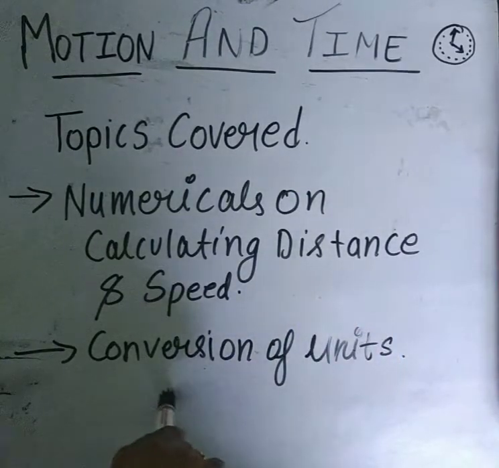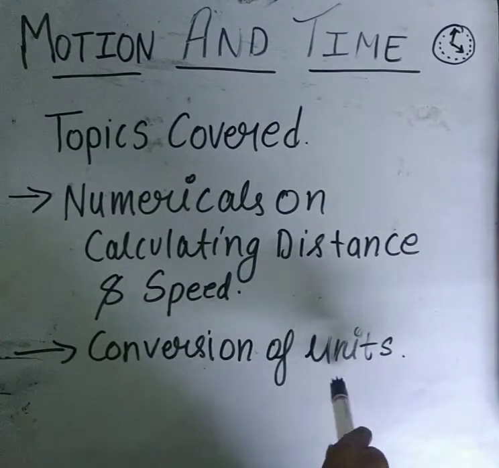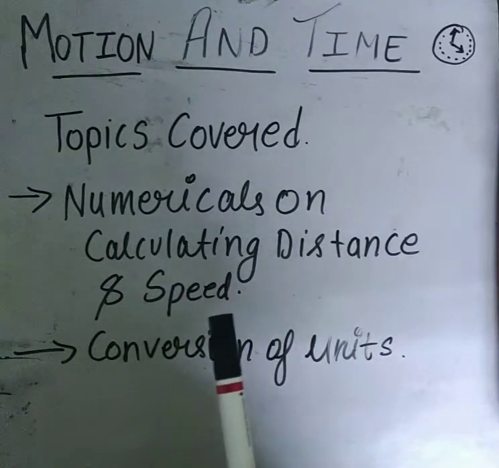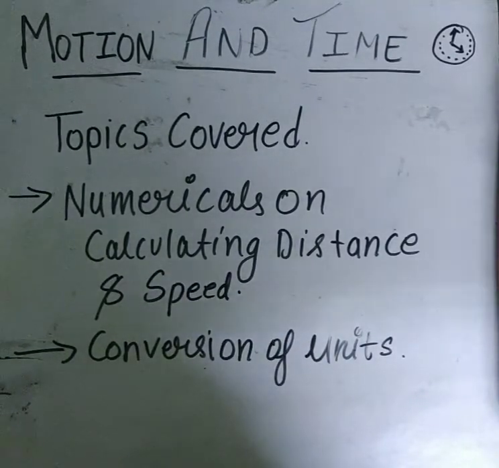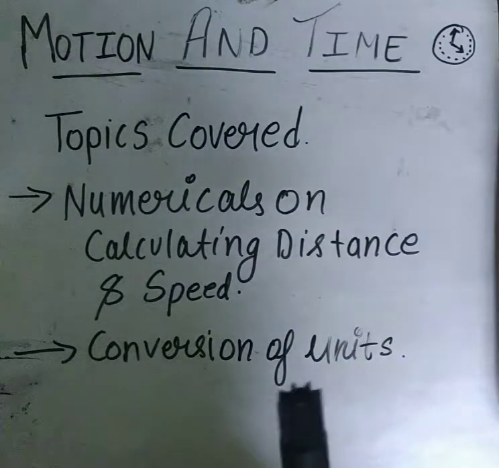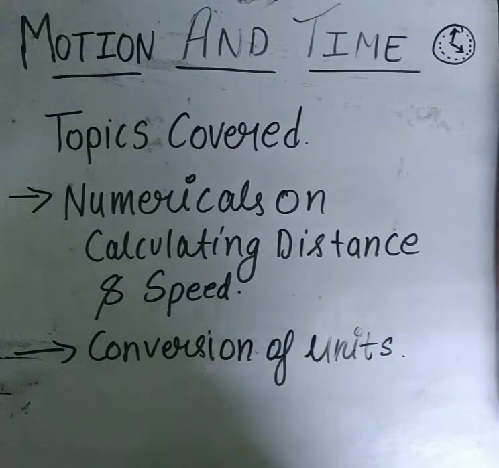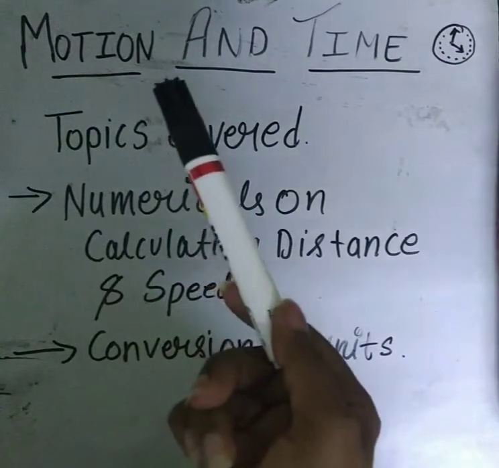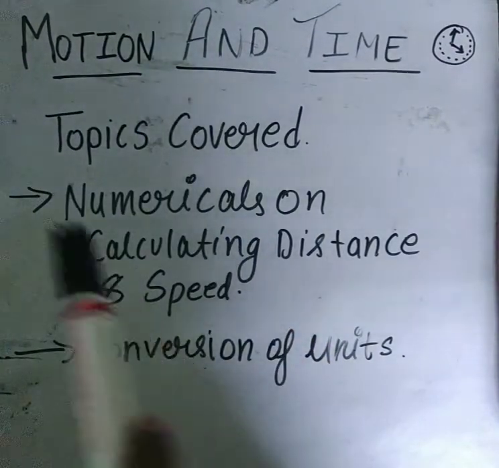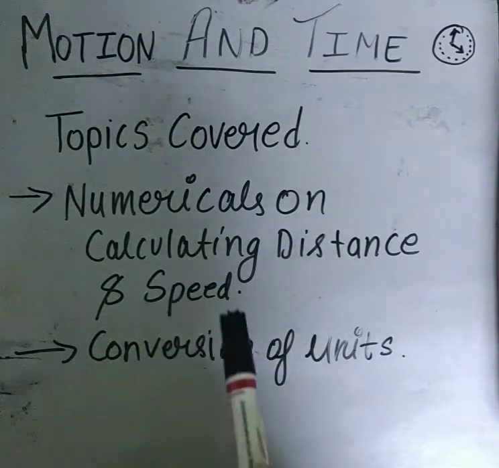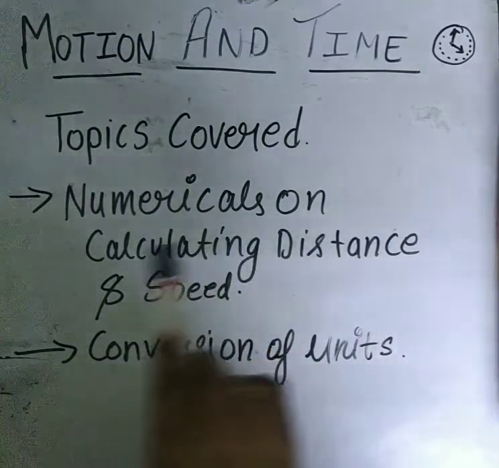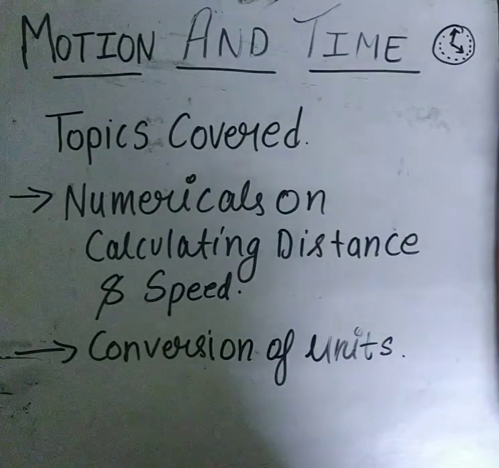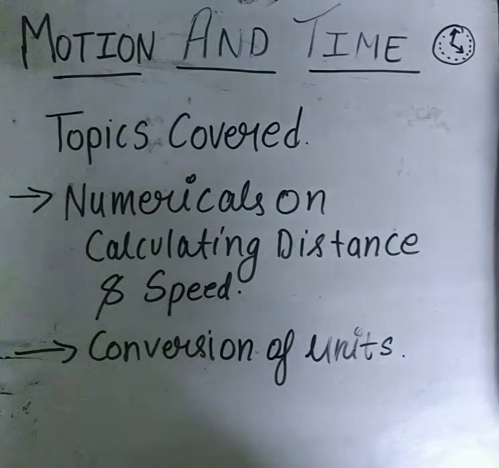Then we will see some conversions of units. As always, it is not possible that you are provided with the right units. As I told you in the previous class, it should be kilometer and hour, or minutes and meter and second. So if minutes are given, then you have to convert them into seconds or hours as per the question. So today we will see all of those conversions of units and some numericals on calculating distance and speed. So let's get started.